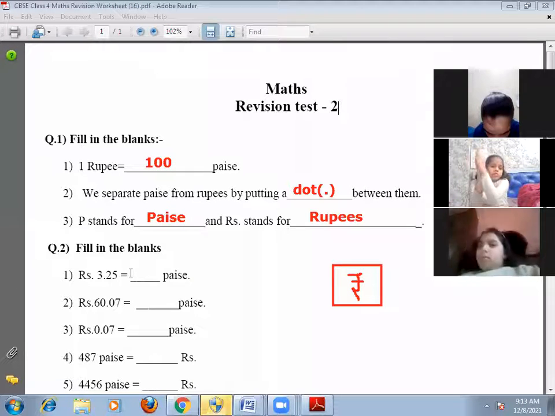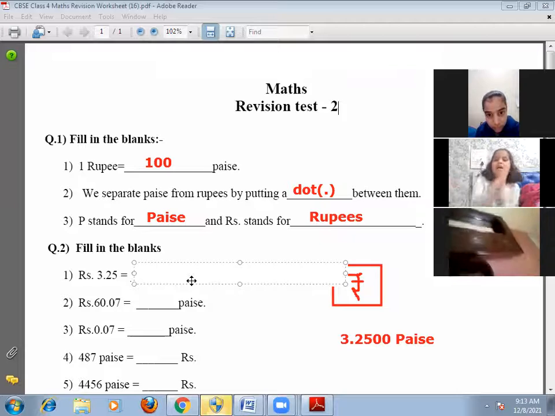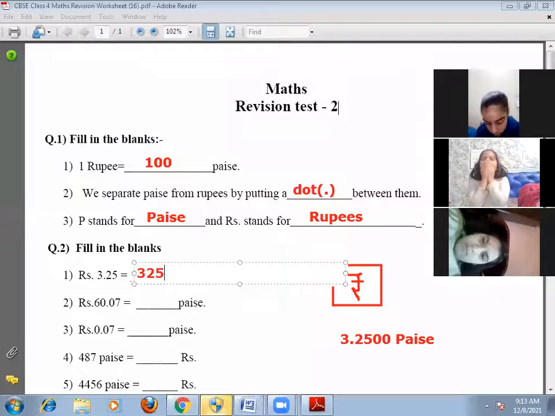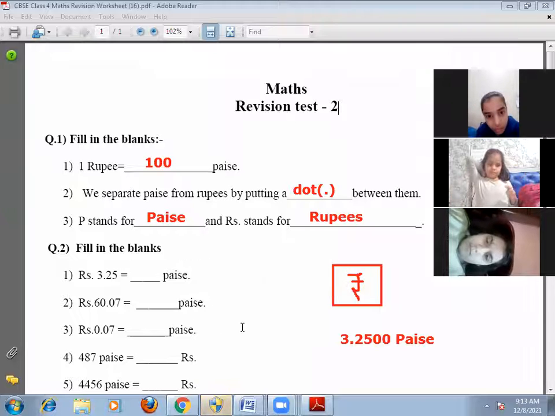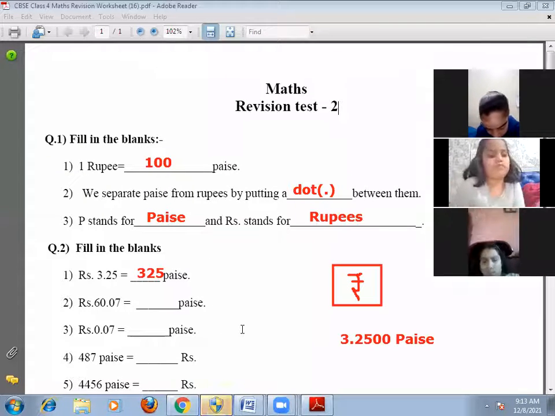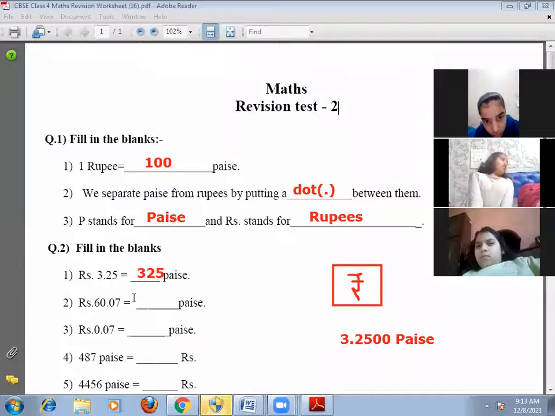Otherwise, you are just going to simply remove the dots. So if a dot is given here, like 3.25, you can remove this dot. So here your answer will be, ma'am, 325 paise. Very good. So here your answer will be 325. So don't forget this. Okay. Is it clear? Yes, ma'am. Can you tell me the next one also?